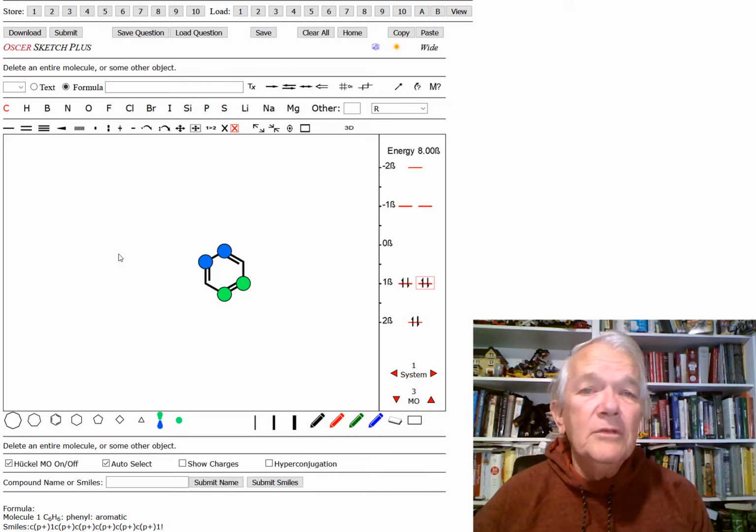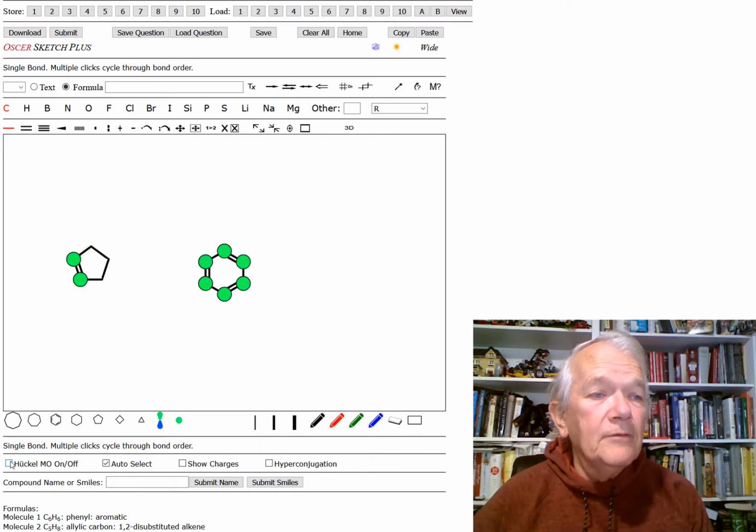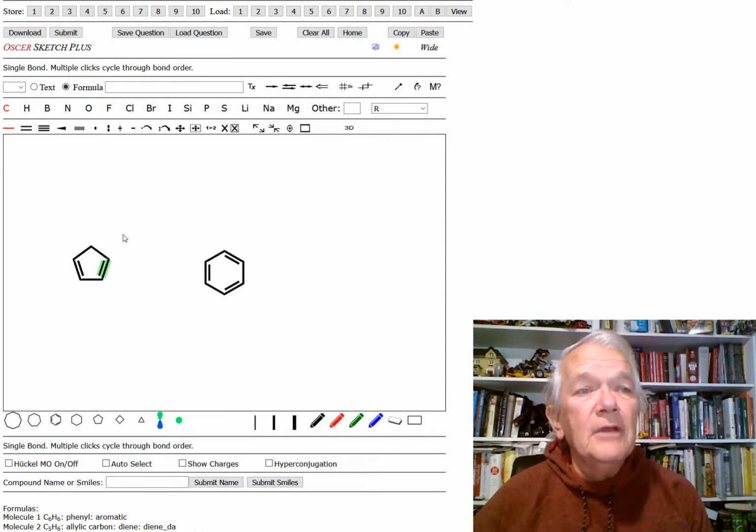Now, can we do this with other ring sizes? How about five pi electrons? So here's a 5-membered ring, and this is good. And let me put in a double bond. Oops. Let me turn the Hückel off for a second. Hückel off. Okay. So I'll put in 2 double bonds. Now, in terms of resonance structure, if I want to make that a delocalized pi system, of course, there's 2 hydrogens there. So what can I do? I can make it an anion.